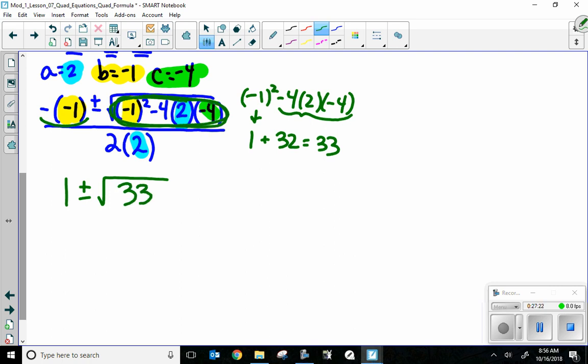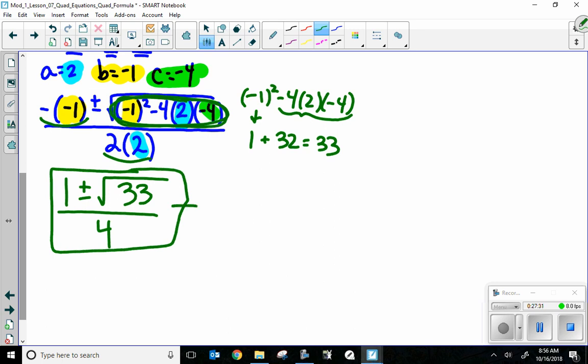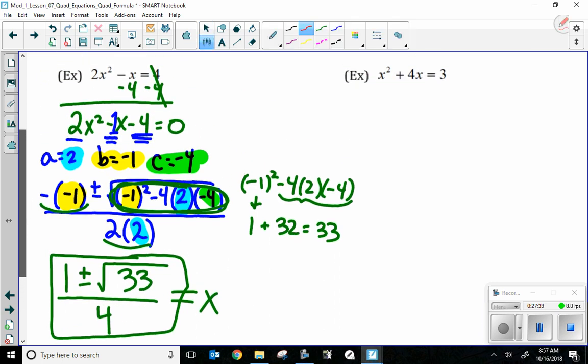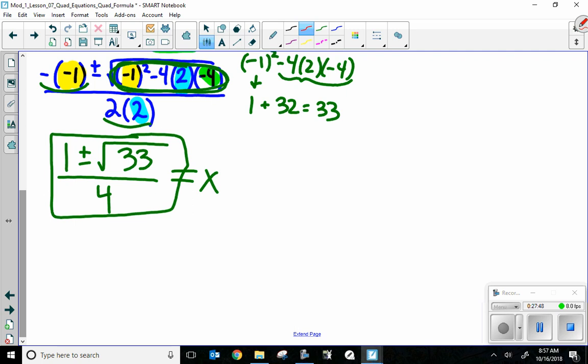Square root of 33, all over 2 times 2, which is 4. That's your answer. That equals x. Now, we said earlier that every time you have a problem, the degree or biggest exponent is the number of answers you should have. We should have 2 answers here. And we actually do. That's how I have 2 answers.